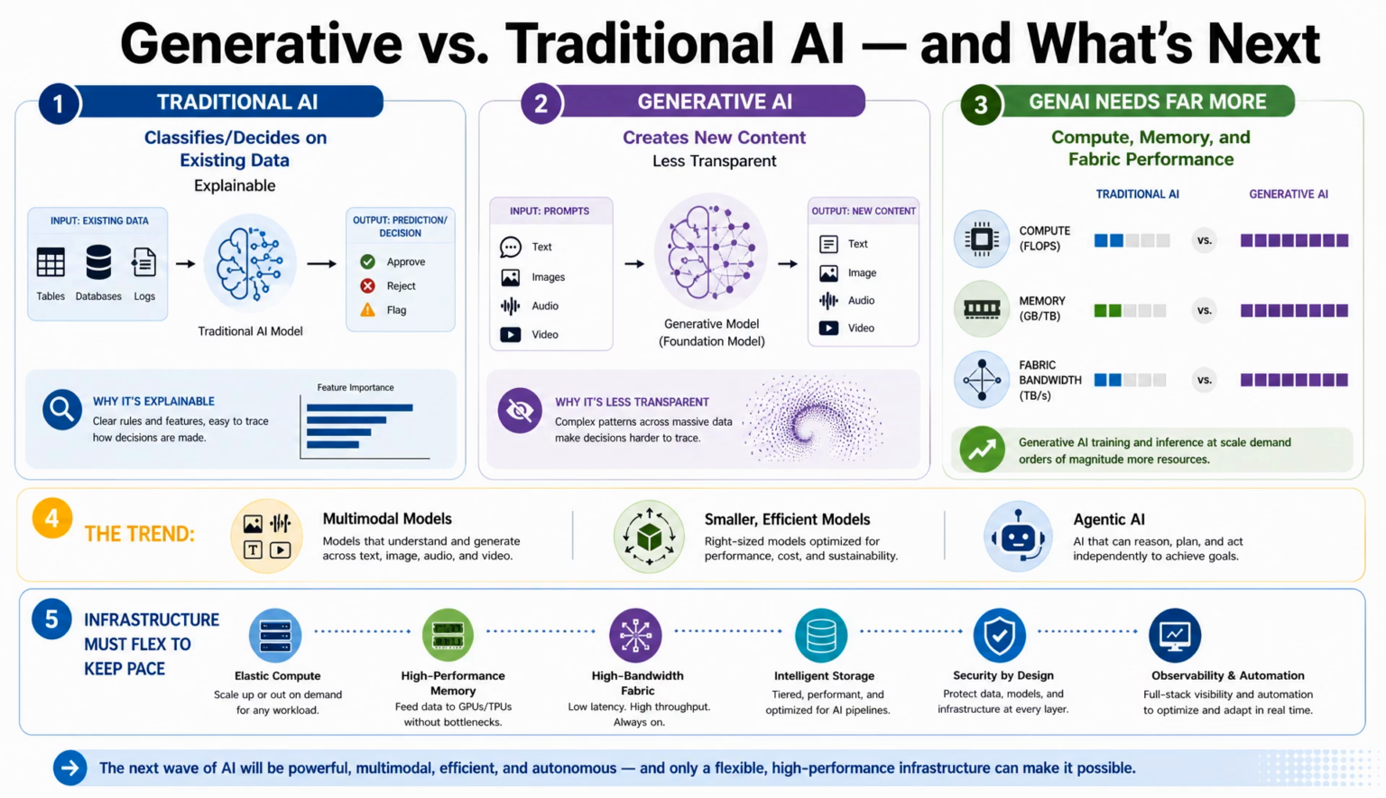Panel 4, the trend line. This is where you future-proof yourself. Three things to watch: multimodal models that handle text, images, audio, and video together. Smaller, more efficient models, that right-sizing push we just talked about, and agentic AI, where models don't just answer, they take actions to achieve goals on their own.